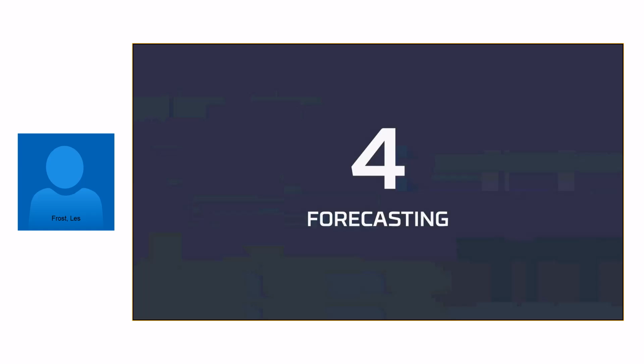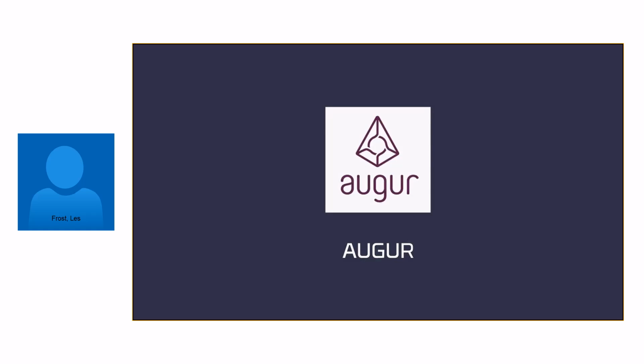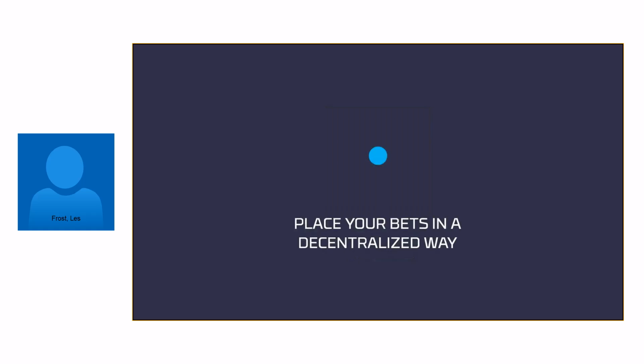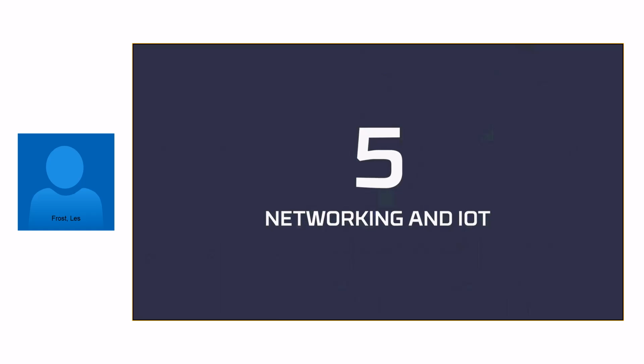Number 4, forecasting. Blockchain is set to change the entire approach to research, consulting, analysis, and forecasting. Online platforms like Augur are looking to create global decentralized prediction markets. These technologies can be used to place and monitor bets on anything from sports to stocks to elections in a decentralized way.